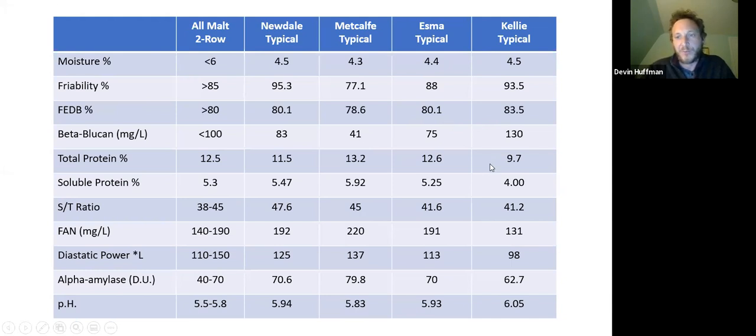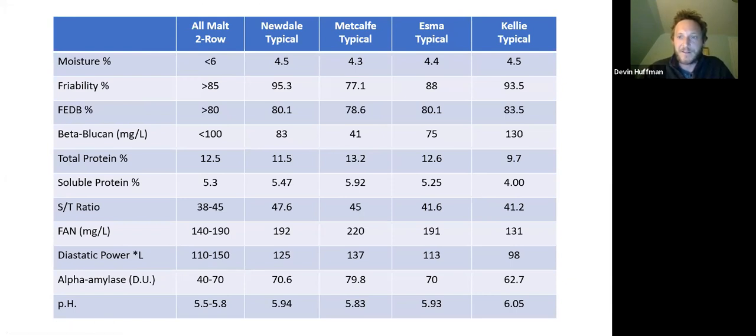That's tied to protein. So we've got really low protein, sub 10 protein in the Kelly, and so you're trading protein for carbohydrate, and your extract levels are high. If you look at the Metcalf, it's a very high protein, 13.2, and the extract potential is sub 80. So the higher the protein, the lower the extract. Soluble proteins are mostly in a similar range, with the exception of the Kelly, which is a bit lower.